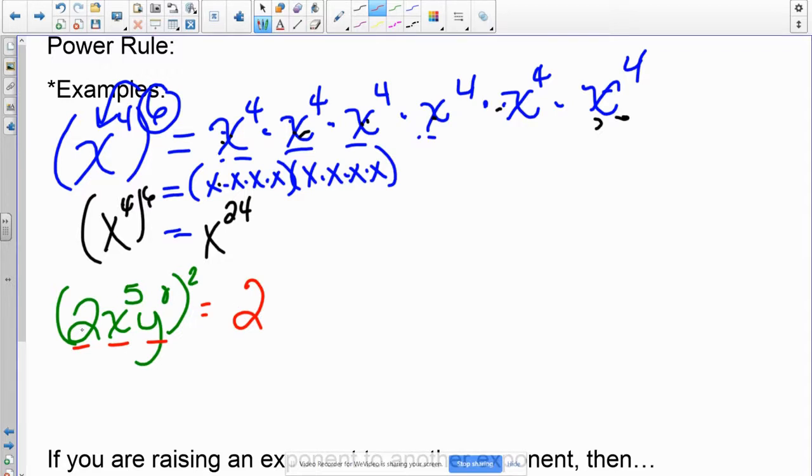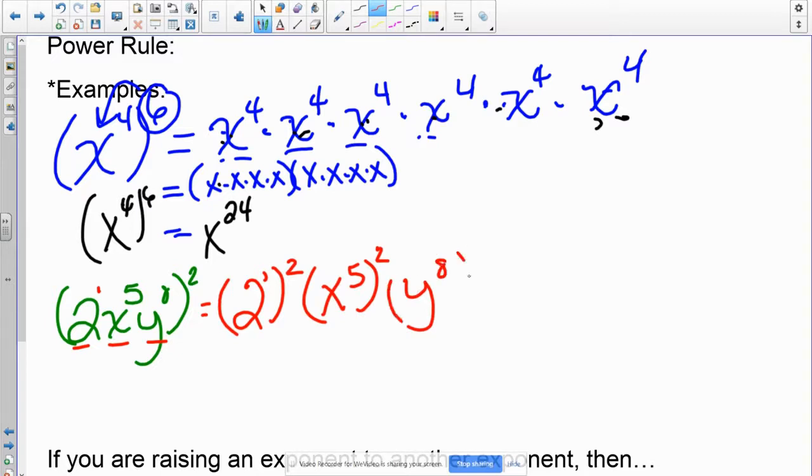So this would be 2 to the first power squared. And this would be x to the 5th power to the second power. And this would be y to the 8th power to that second power. This way, then I'm not looking at so many as a big problem. I can look at it as simpler, more problems. So I'm going to start with the coefficient here. And again, as I've taught you before, if it's a coefficient, just treat it like a coefficient. Don't do anything fancy. Don't do a rule to it. Just treat it like that coefficient.